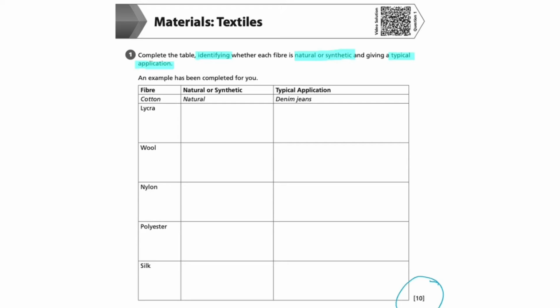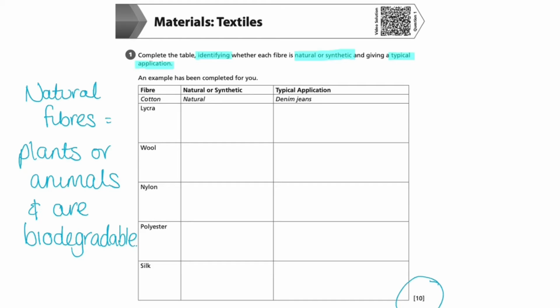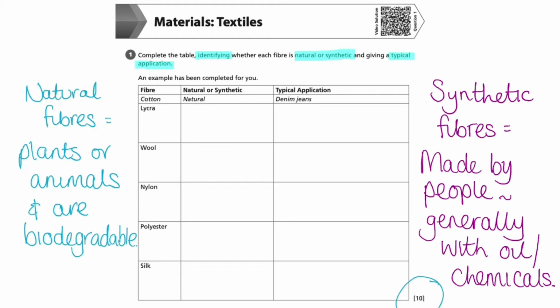From the example, we can see that we literally just have to decide whether the fibre is natural or synthetic. We do not need to write any other words here. Let's consider now what we mean by natural and synthetic. Natural fibres derive from plant or animal sources. Because of this, they are also biodegradable. Whilst synthetic fibres are made by people, generally with oil or chemicals.